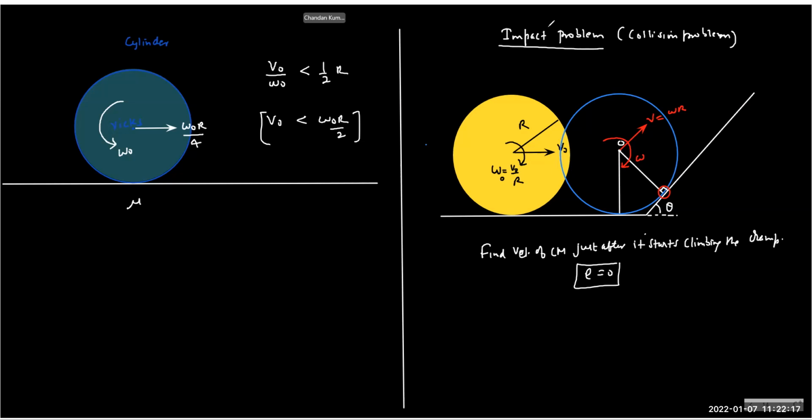Sir, I got the answer. Yes, how much? 3 V naught by 2 cos theta plus 1. So this is the sphere, right? What have we considered? The sphere or something else? Sir, I took a cylinder. No problem. That's different.